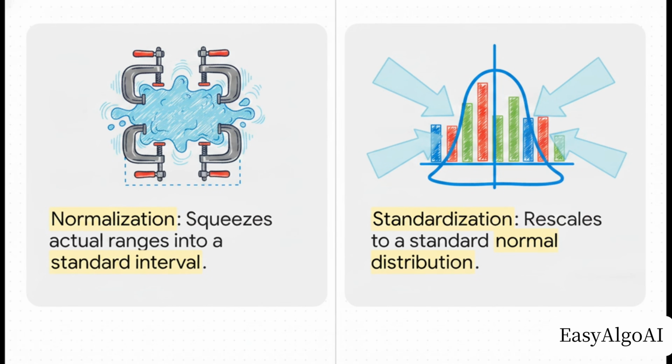Normalization effectively squeezes actual ranges, imagine house prices ranging from $100,000 to $1 million, into a standard, tiny interval, typically between 0 and 1 or -1 and 1. Standardization, on the other hand, completely rescales the data into a standard normal distribution, or z-score, which centers the average right at 0. As a general rule of thumb, standardization is highly preferred for unsupervised learning, especially when you're handling extreme outliers or bell curve data. Meanwhile, normalization works beautifully when you just need to keep standard inputs safely within a small mathematical range.